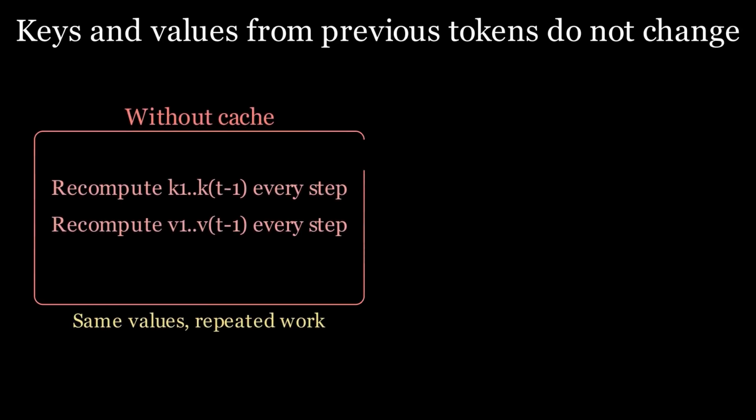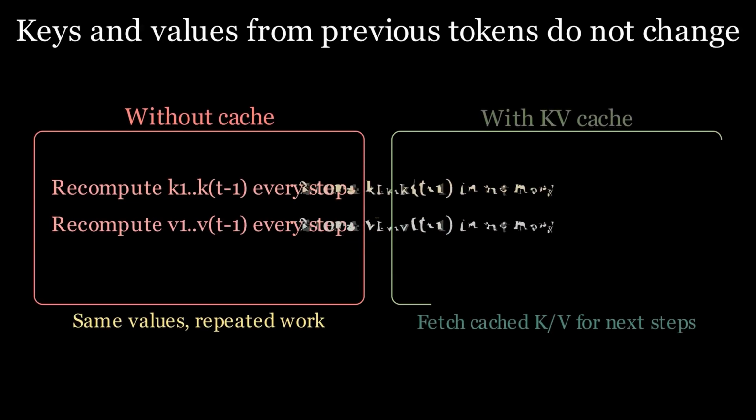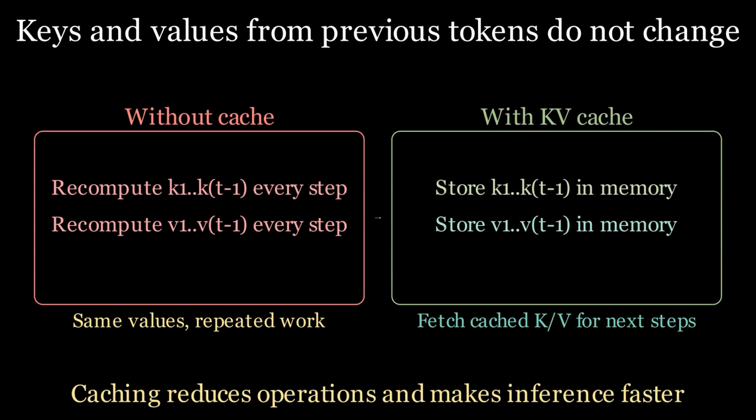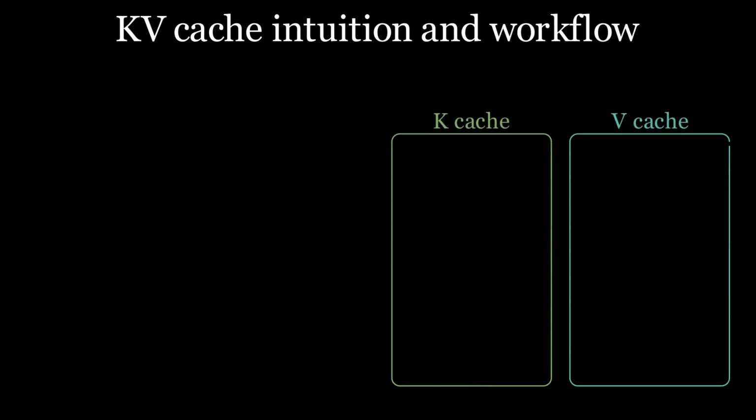Now we know that key and value for up to previous token doesn't change, so intuitively we can store them or cache them into memory. So let's see how caching can reduce the number of operations and make model inference faster. Let's make a list to store key and value respectively.